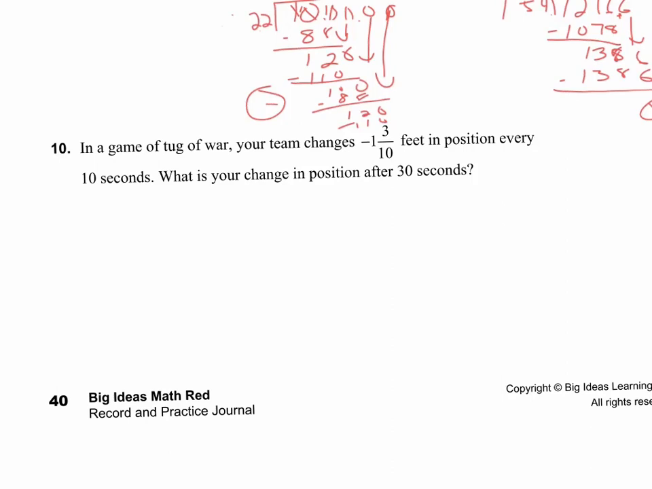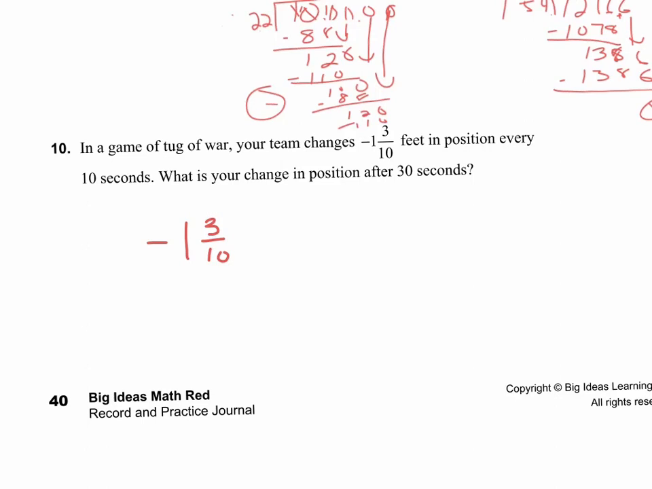In a game of tug of war, your team changes -1 and 3/10 feet in position every 10 seconds. What is your change in position after 30 seconds? So, every 10 seconds, right, in feet, you're changing -1 and 3/10. So, how many 10 seconds go into 30 seconds? 3, right? Okay, so every 10 seconds you're going -1 and 3/10. So you could think of this as an addition problem.